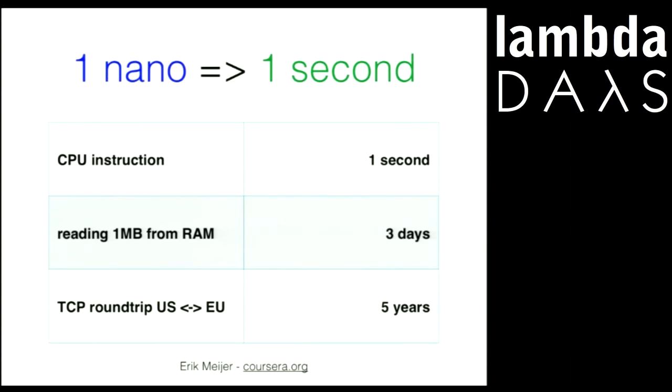That's why Erik Meijer came up with a trick where he replaced nanoseconds with seconds, and then converted these durations into more meaningful human durations. So now a CPU instruction would be 1 second, reading 1 megabyte of RAM would be 3 days, and sending a packet to the US and back would be 5 years. So that really shows the orders of magnitude, how huge the blocking stuff is. 5 years versus 1 second for running one CPU instruction.